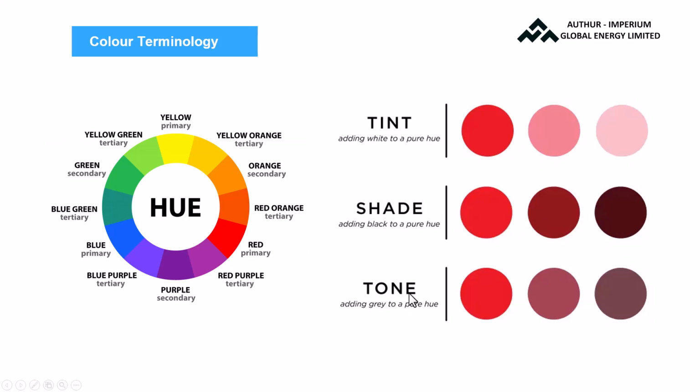Then when you talk about tone, tone means adding gray to a pure hue. So you have a pure hue here, you add gray, you know what gray color is. So you add gray, you get this, you add some more gray, you get this. So there's a way to do that when you're using a design software. I think when we get to Canva, I'm going to show you that.